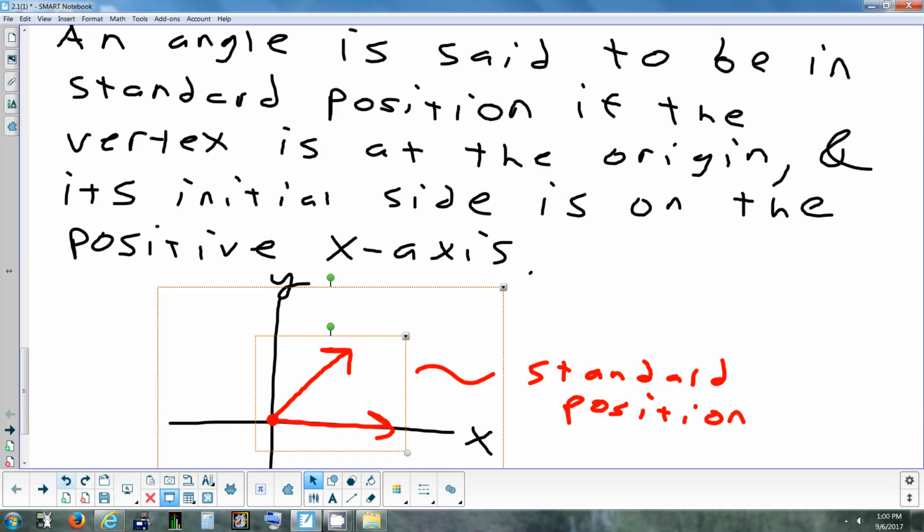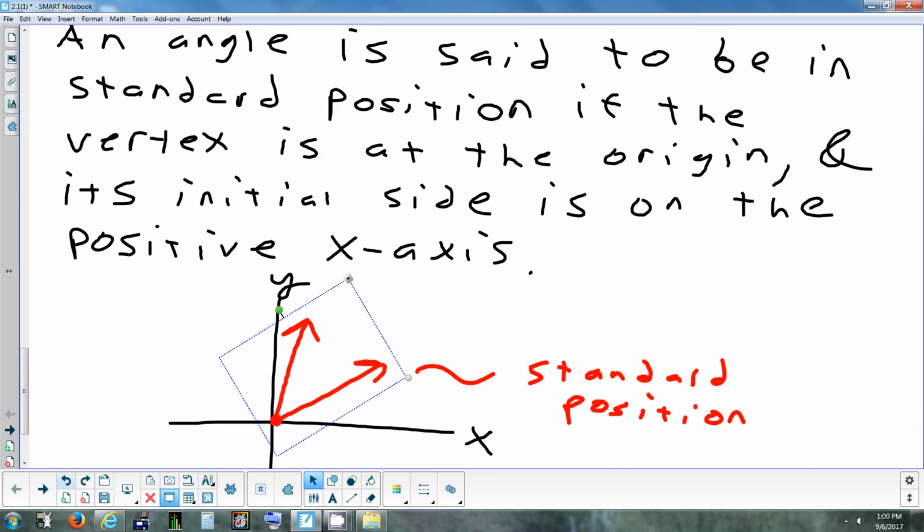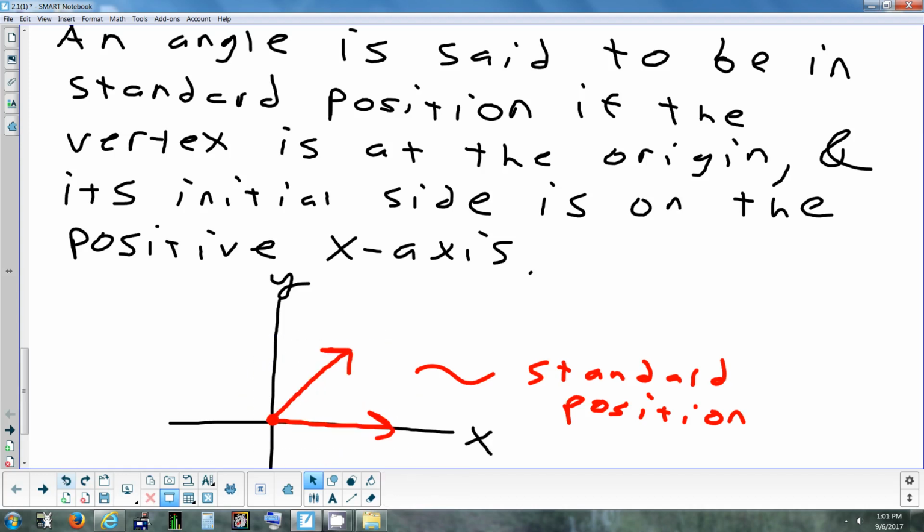Okay. How about if I did something like this? Would that be standard position? Nope. What's wrong with it now, Katie? The initial side isn't on the x-axis. Right, the initial side's not on the x-axis. The vertex is at the origin, but it doesn't meet the other criteria. Okay. So for standard position, that's what you're looking for. Any questions on what it means to draw an angle in standard position?